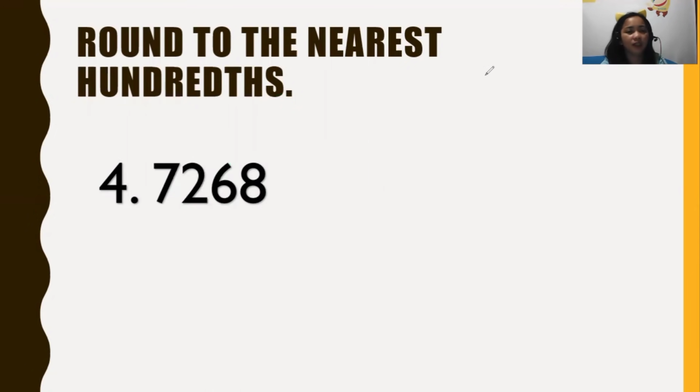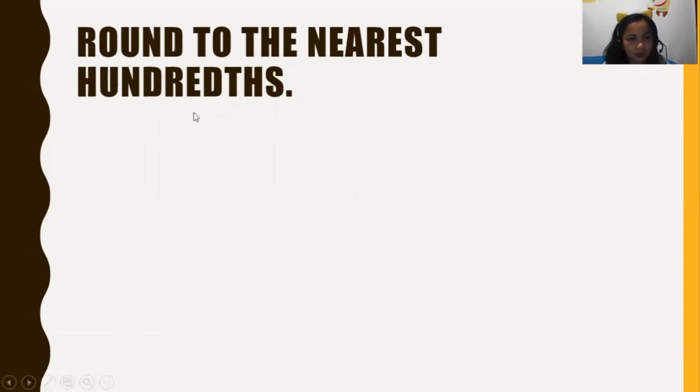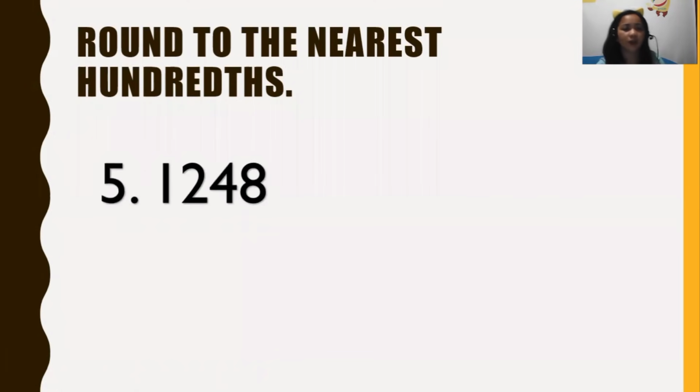Now, let's have another example. Round to the nearest hundredths again. We have 5 and 1,248. Now, round to the nearest hundredths. 2 is our hundredths. Ito yung ira-round mo, 2. Ang katabi niya ay 4. The number to the right is 4. So, it is round down.